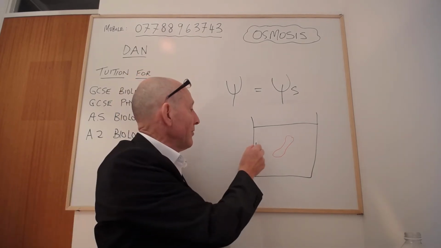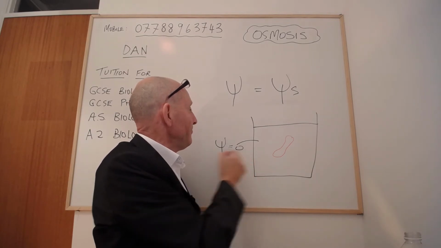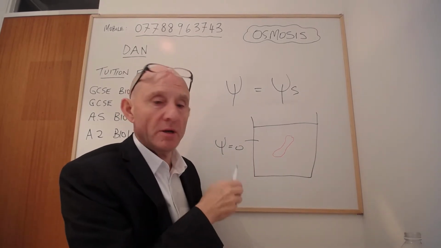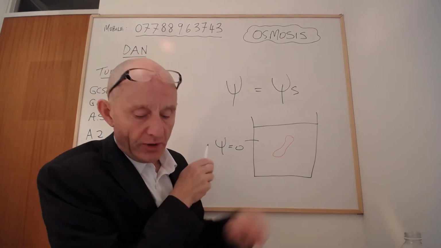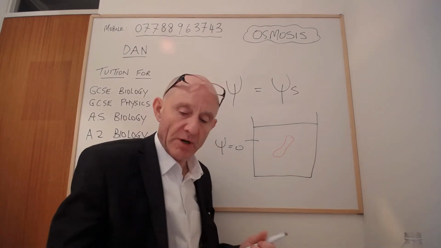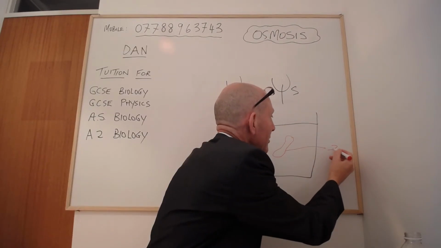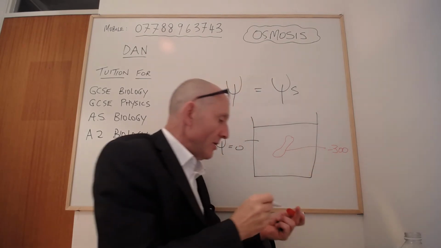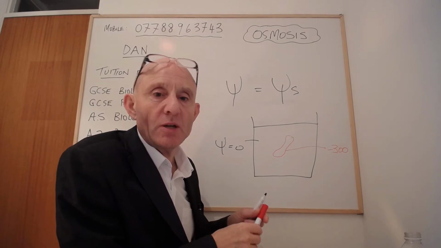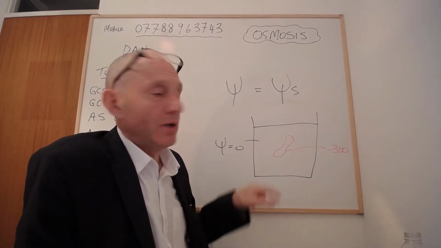So first of all, if this is pure water, then its water potential is 0. The water potential of pure water is 0. The water potential of the red blood cell, well, I've just said it might be minus 300. We're not writing the units here a lot. The units are kilopascals, kPa, not too important. So the question is, what happens if you put a red blood cell into pure water?